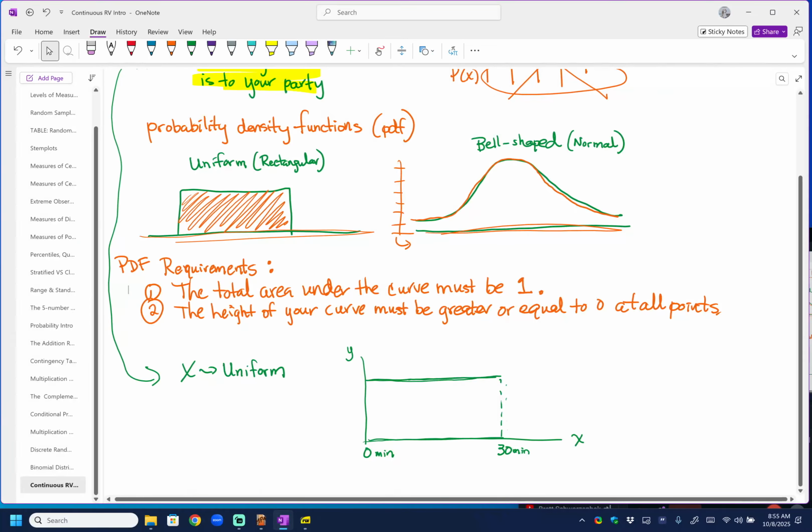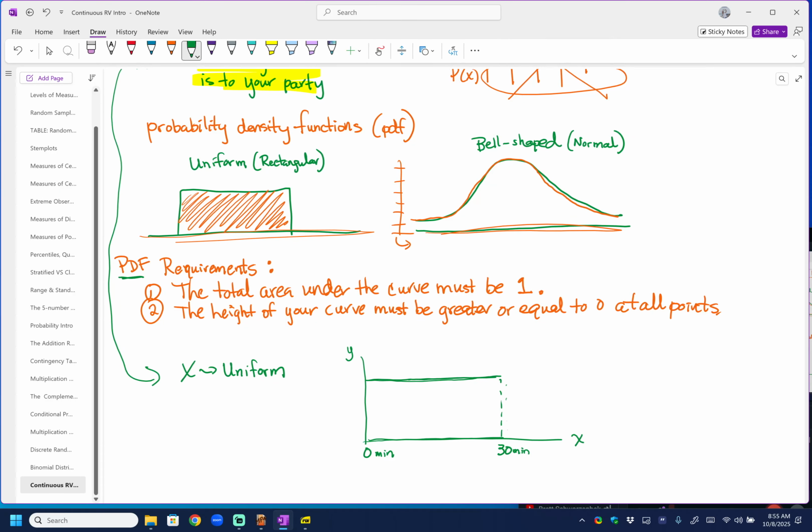Suppose that you know for a fact that this is a PDF, a probability density function. That means that both of these must be true. Number 2, very easy to see. If you look at our graph, this line here is always above the x-axis. Therefore, we are good. For the first one, it says the total area under the curve must be 1. So the area within this rectangle must be 1.